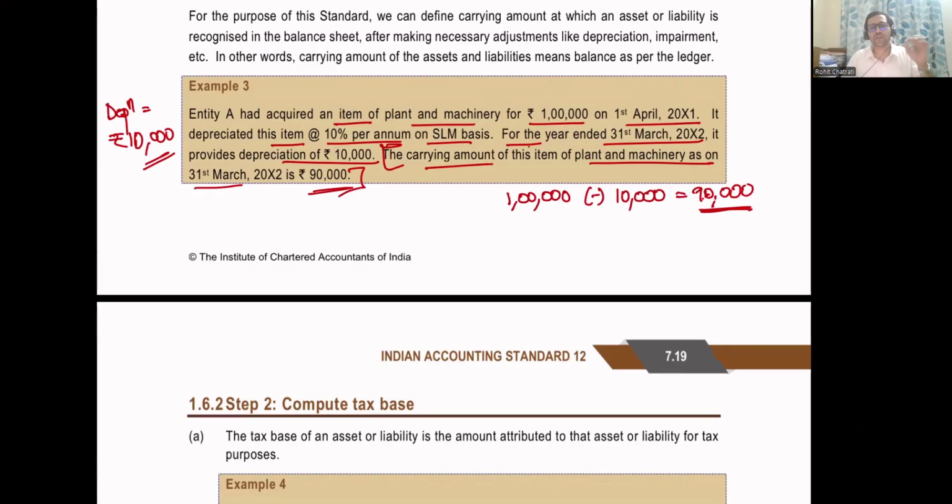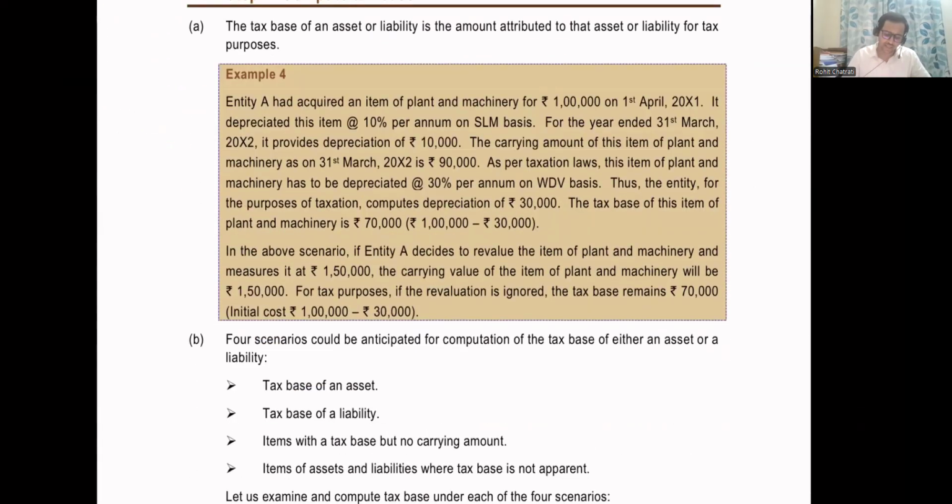All right. At the end of year one, it is 90. End of year two, it will be 80. End of year three, 70, and so on. And it will become zero by the end of 10th year. All right. So example three was a very easy example. Nothing really for us to do. Let's now look at example number 4.